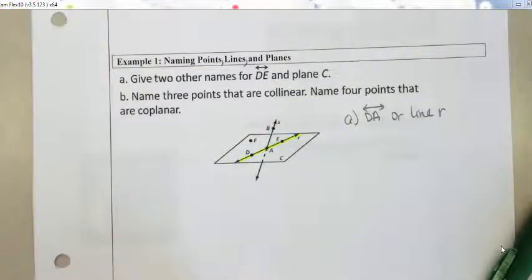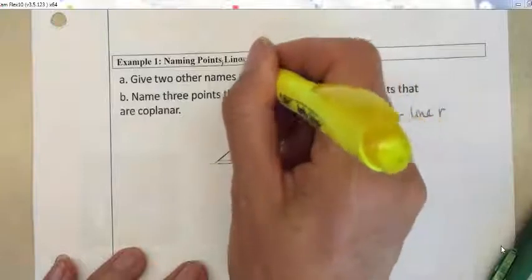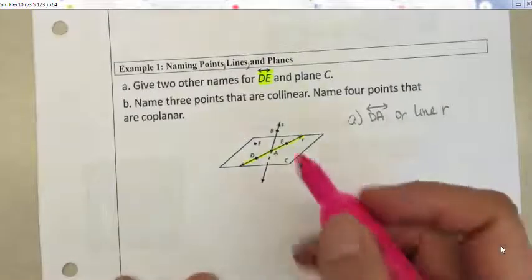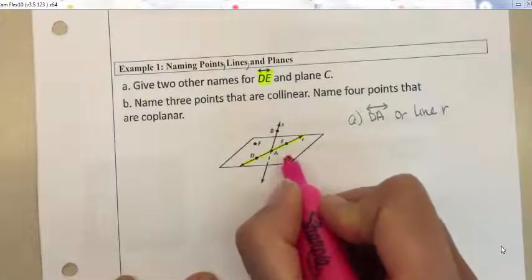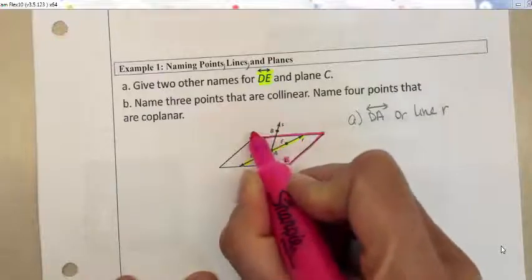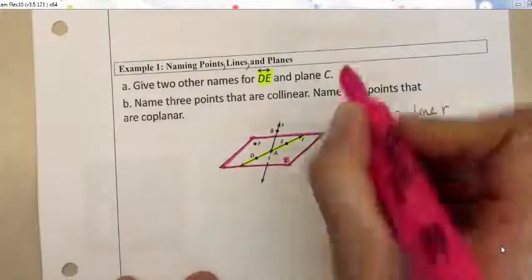Maybe I'll color code this. This is fun. Okay, now plane C. Let's see if I have another color here. That one's too dark. Give me one second. How about pink? Now notice the C down here. It's on this plane right here. Okay, so plane C.